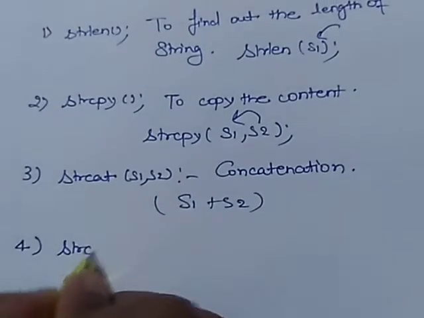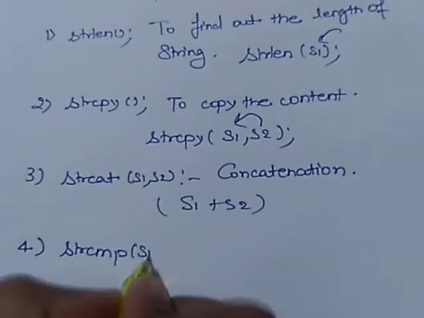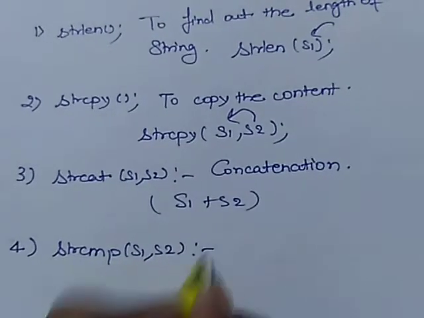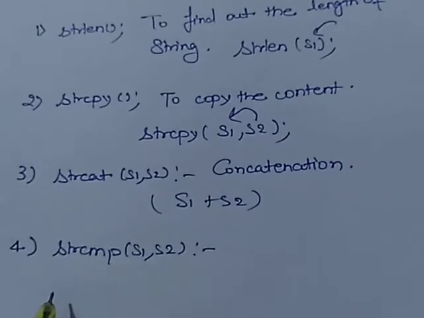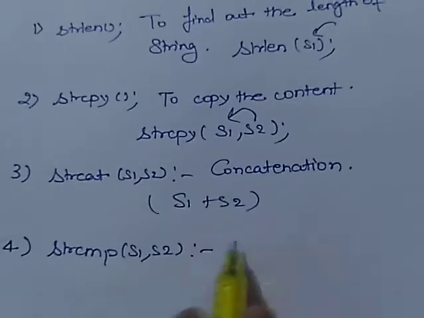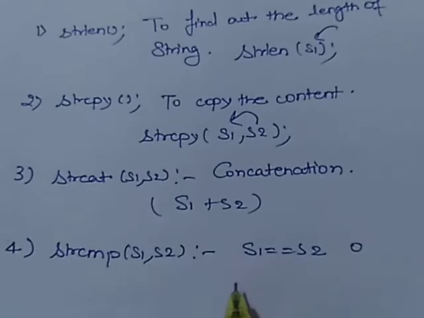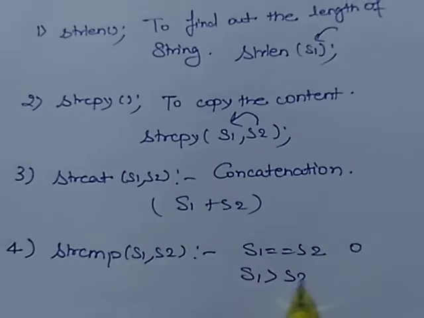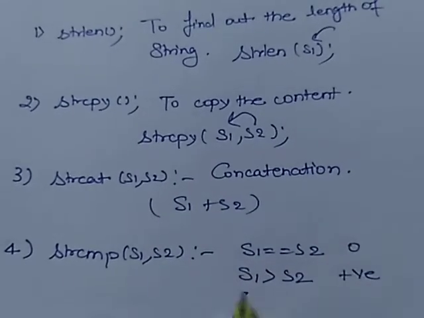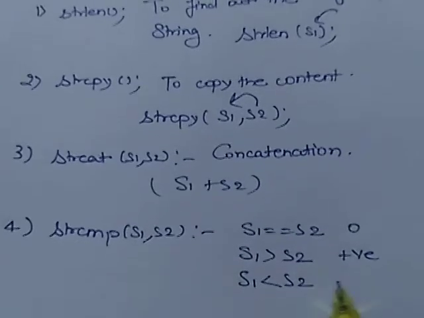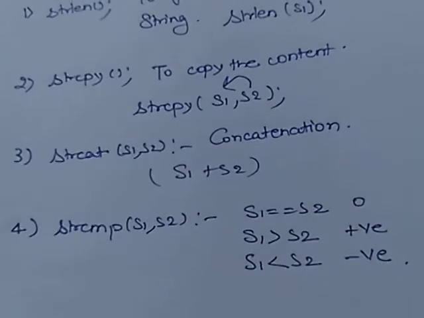Fourth one is strcmp(s1, s2). In this, string comparison is performed. If the strings are equal, s1 equal to s2, then it will return a 0 value. If s1 is greater than s2, it will return a positive value. If s1 is less than s2, it will return a negative value.